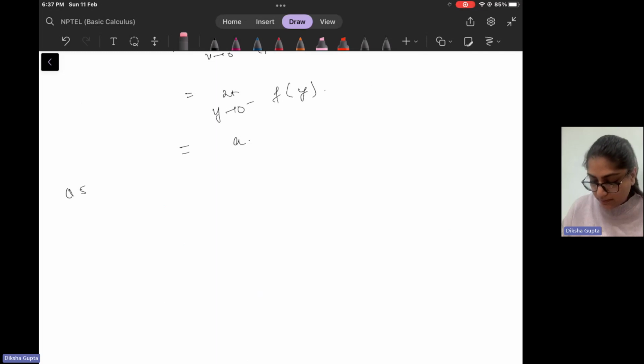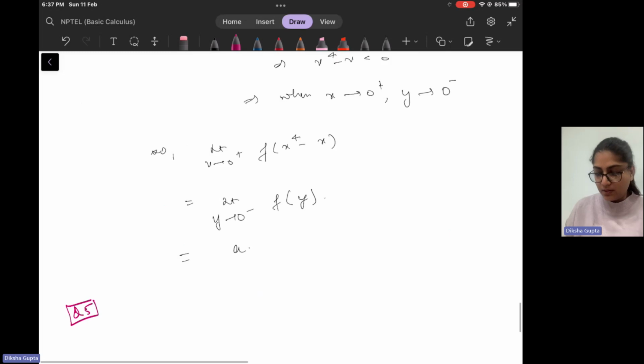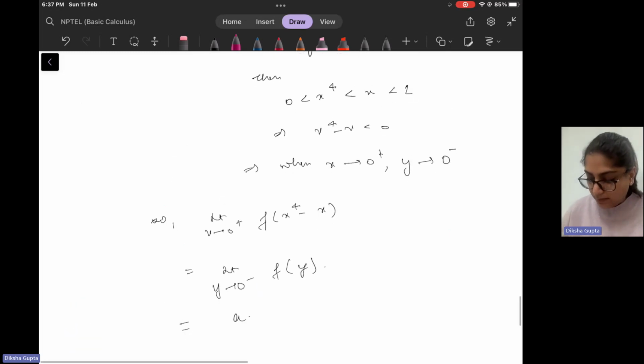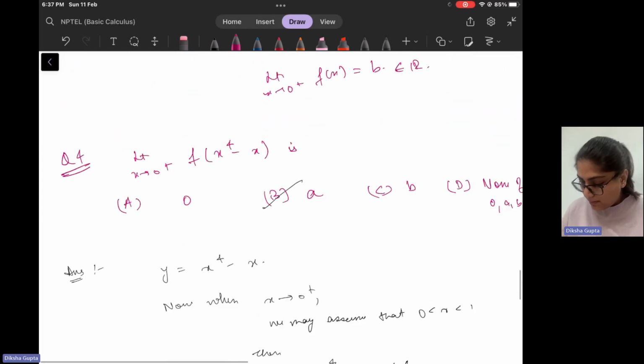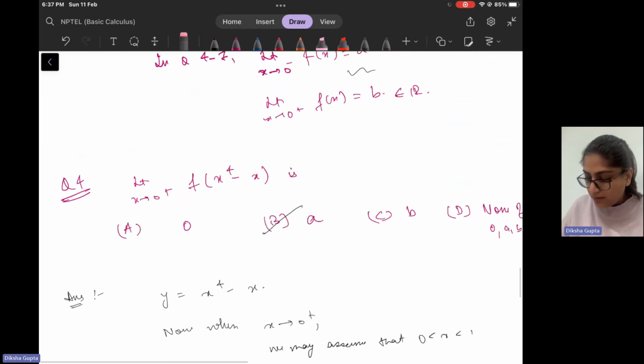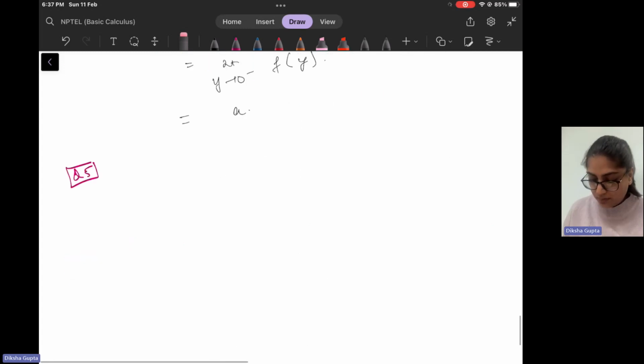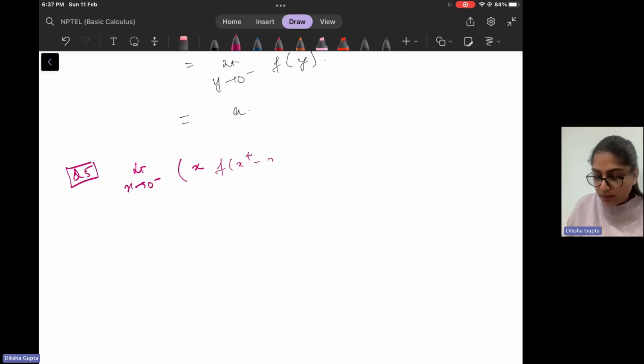Question number 5. Again, we have to follow the same terminology, that x going to 0, f(x) is a, x going to 0 minus f(x) is a, 0 plus f(x) is b. Okay, so keeping that in mind, you have the next question: limit x tending to 0 minus, this time, of f(x⁴ minus x), right?